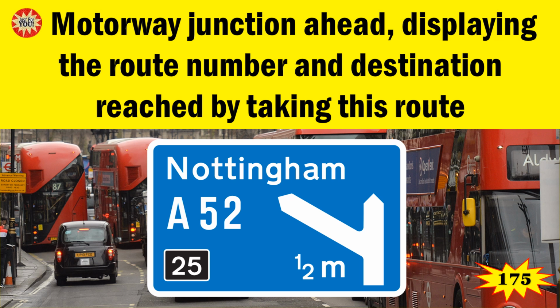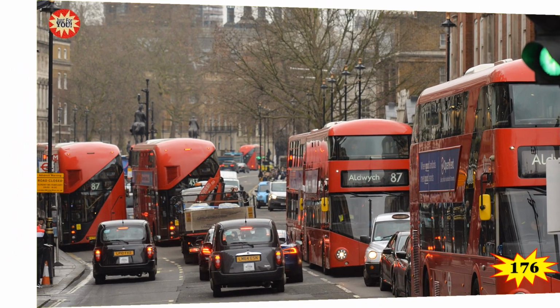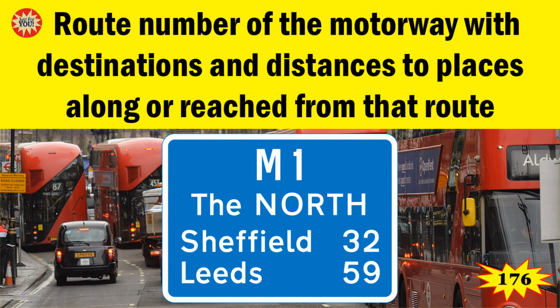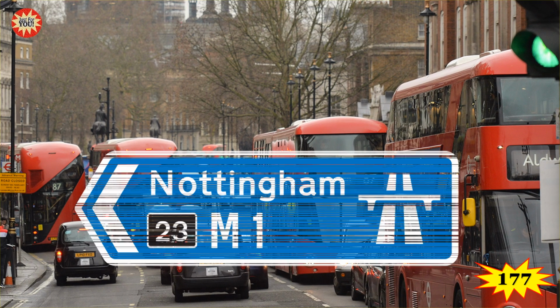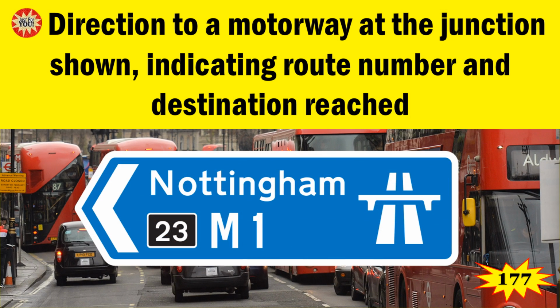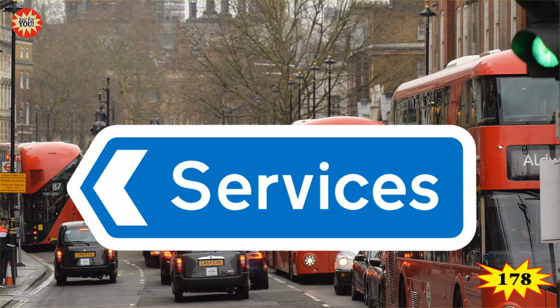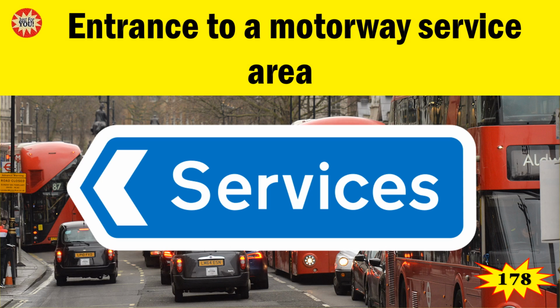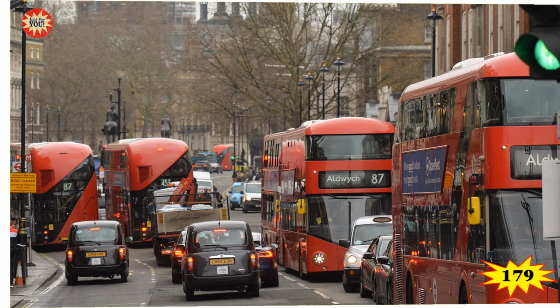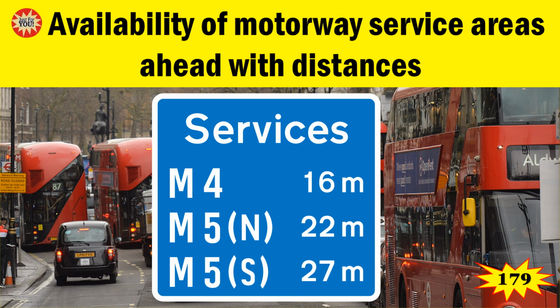Motorway junction ahead, displaying the route number and destination reached by taking this route. Route number of the motorway with destinations and distances to places along or reached from that route. Direction to a motorway at the junction shown, indicating route number and destination reached. Entrance to a motorway service area. Availability of motorway service areas ahead with distances.